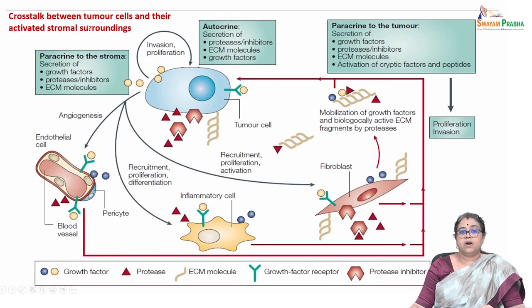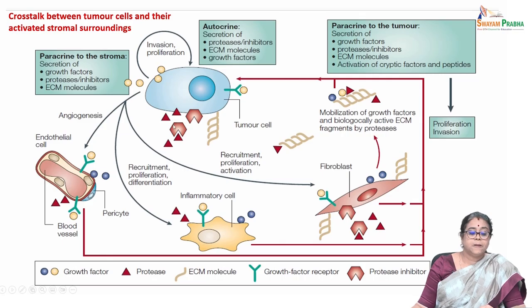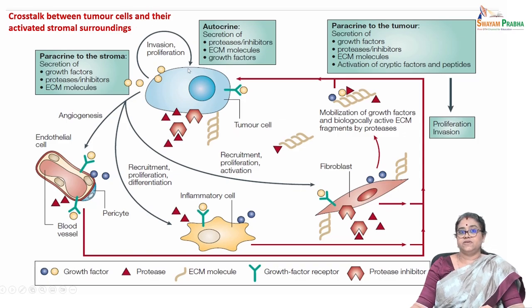Now, let us look at what kind of crosstalk happens between the tumor cells and the activated stromal surroundings. So, one aspect is, now this is your tumor cell. It will have autocrine signaling. That is, it will release certain growth factors which can influence the cell itself, which is secreting it. That is called autocrine. So, through autocrine mechanism, there can be secretion of proteases and inhibitors, ECM molecules and growth factors. So, they can act on the tumor cell. And then it can also have a paracrine mechanism, where this particular tumor cell is influencing the neighboring cell. So, here that is paracrine to the tumor.